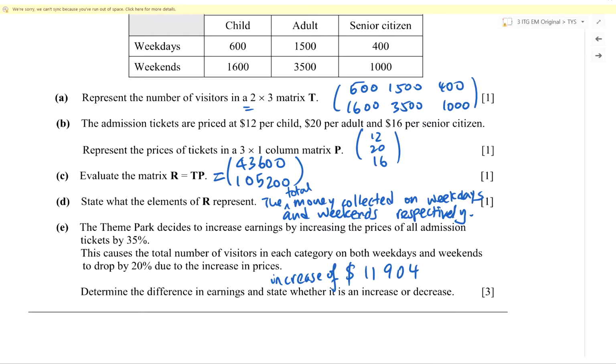Then you will end up with another matrix, 2 by 1. And this time, this 2 by 1 matrix will give us the updated amount of money collected on weekdays and weekends respectively. Then you just do a comparison with the old matrix R. Okay?